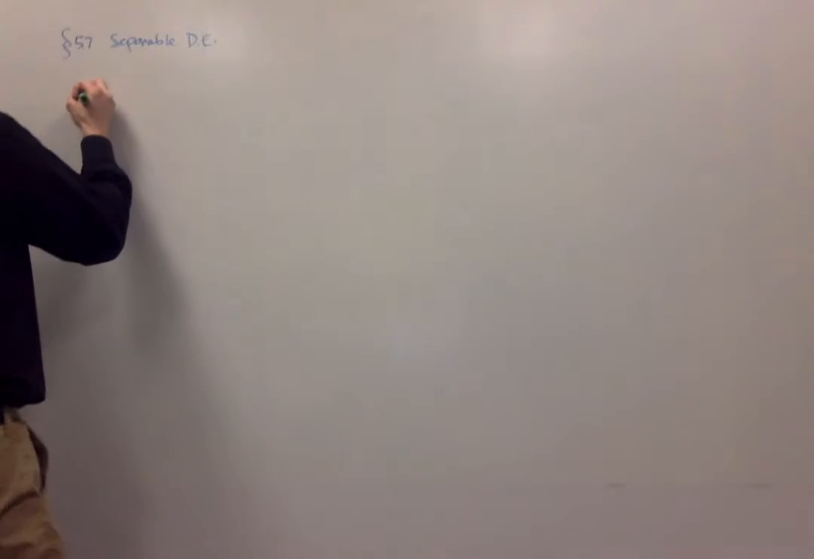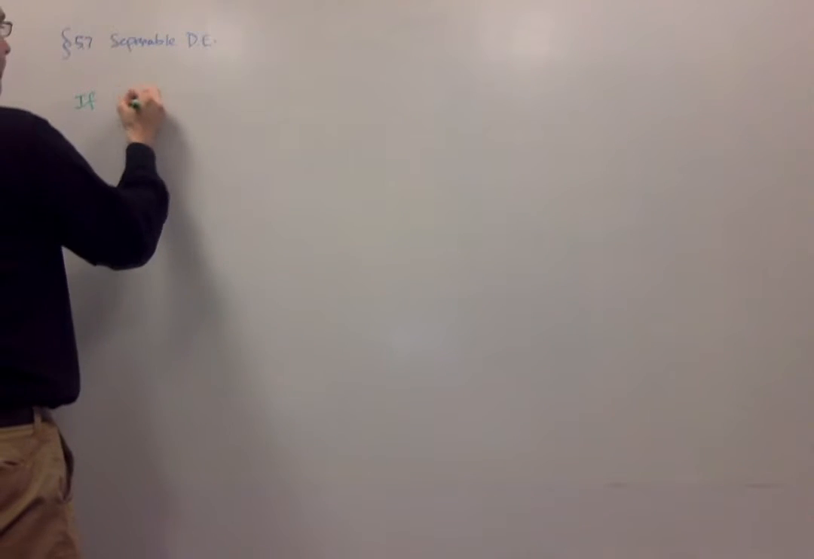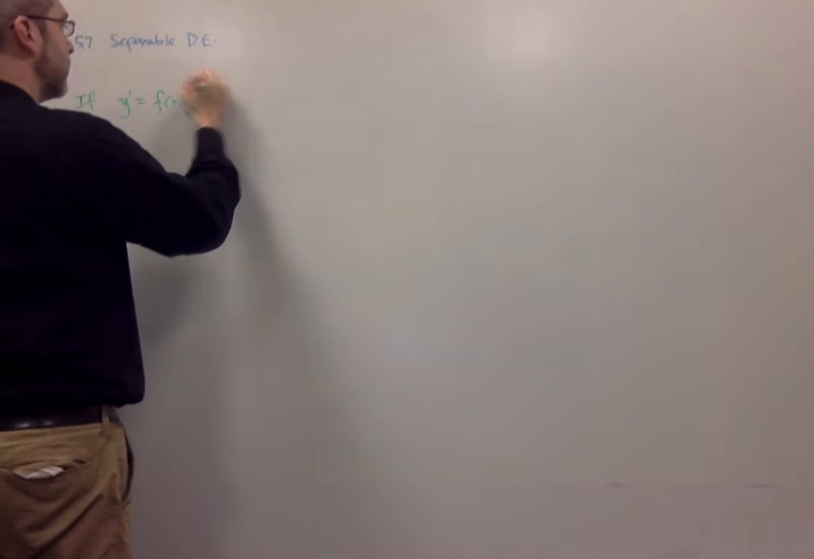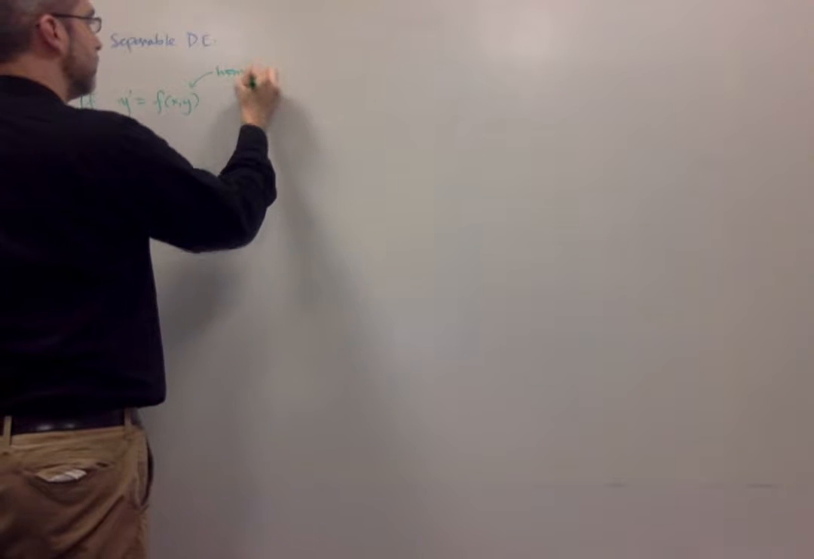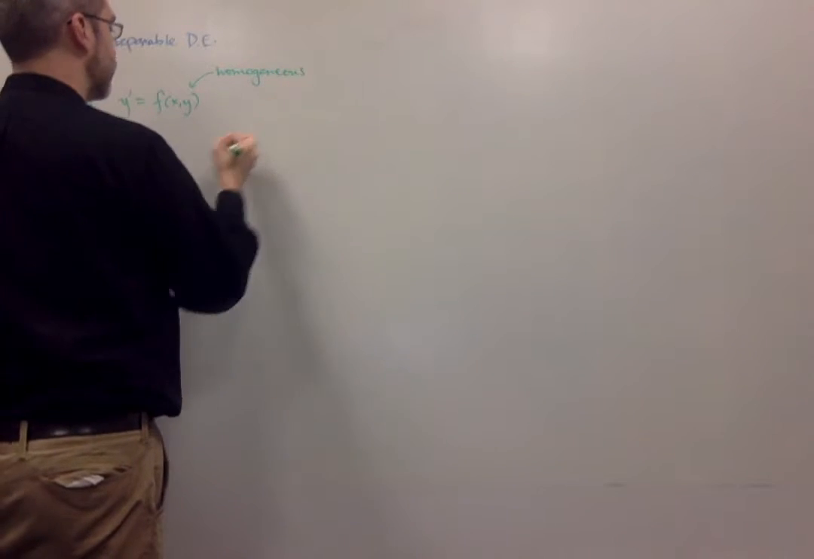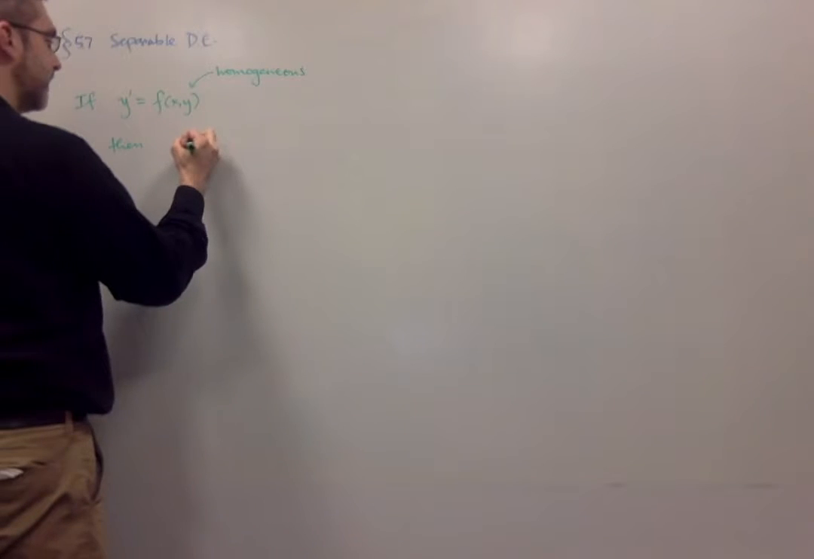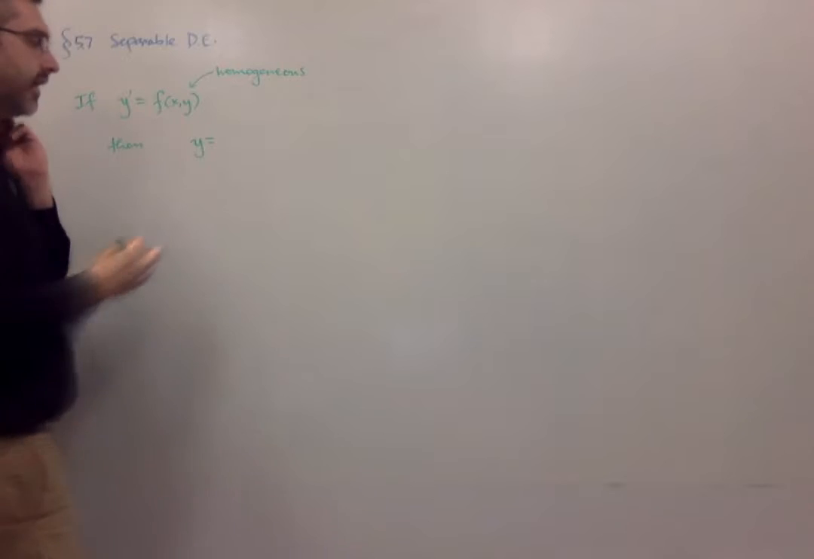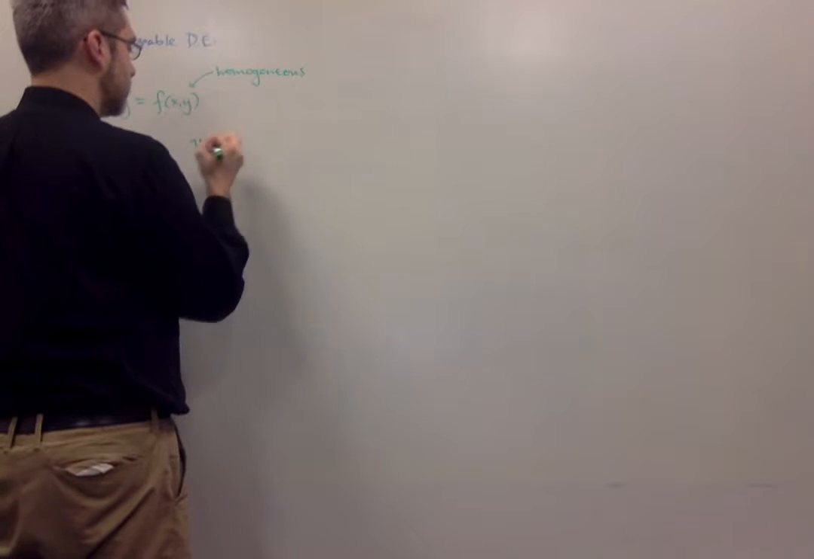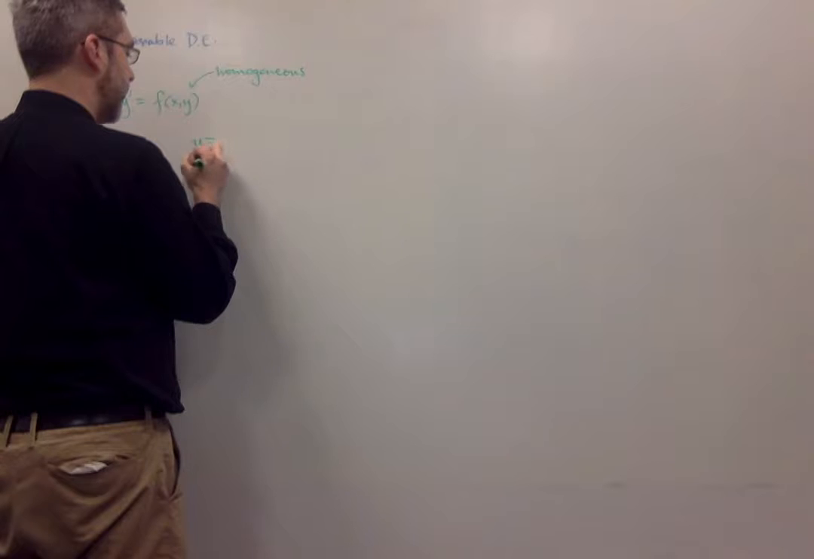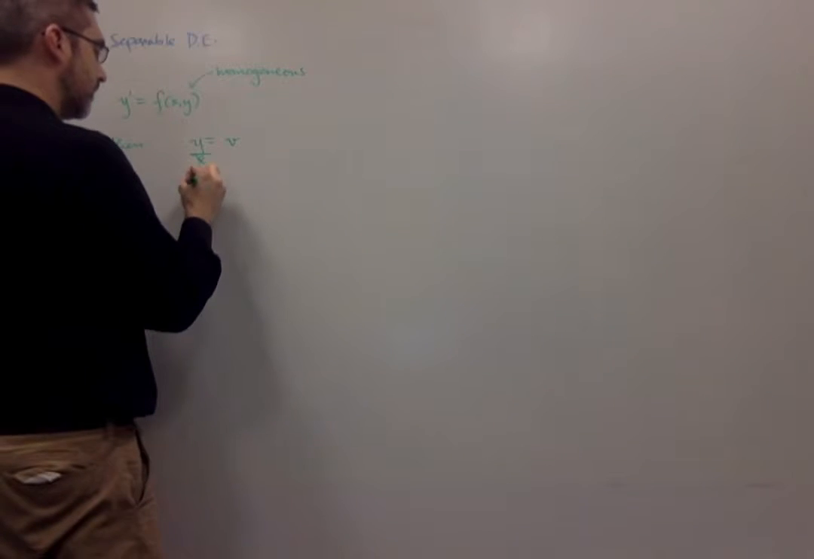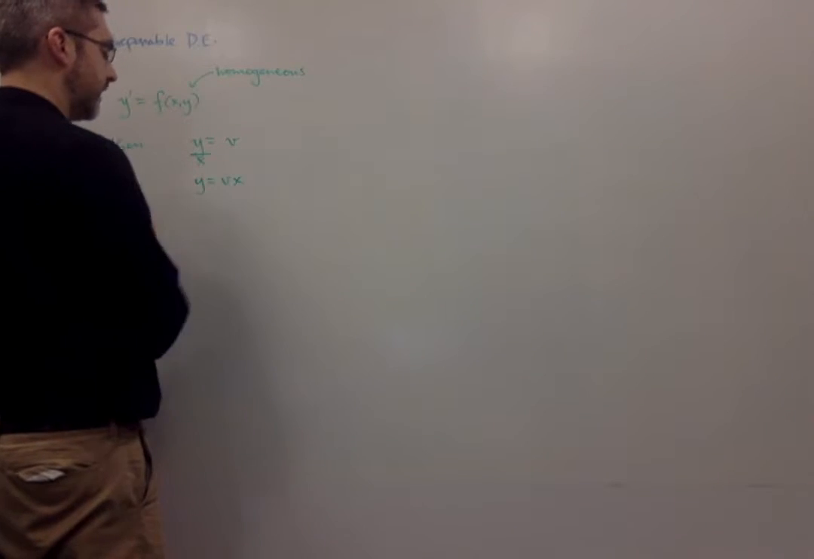Okay, so if we have an equation of the form y prime equals f of x y, where this function right here is homogeneous, then what we do, the technique that we use to turn this into a separable differential equation, is we let y over x be a new variable that we're going to call v. So in other words, y equals v times x.